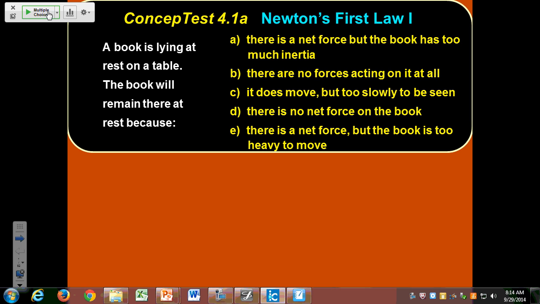Okay, so a book is lying at rest on a table. The book will remain there because what? So I just have something lying on the table, it's at rest. Why does it stay there? You can think in terms of Newton's first law or Newton's second law. Either one of those would explain it.